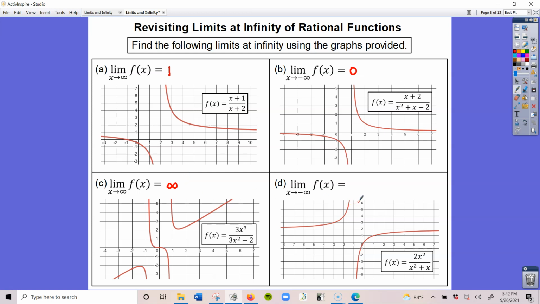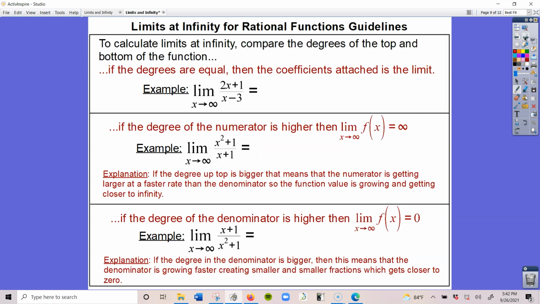Now, in this last one, we have the limit as x is approaching negative infinity. So on the left side of the graph, we see it's leveling out at the line y is equal to 2. So now how do we find these limits if we're not given the graphs? And that all depends on whether we have a horizontal asymptote.